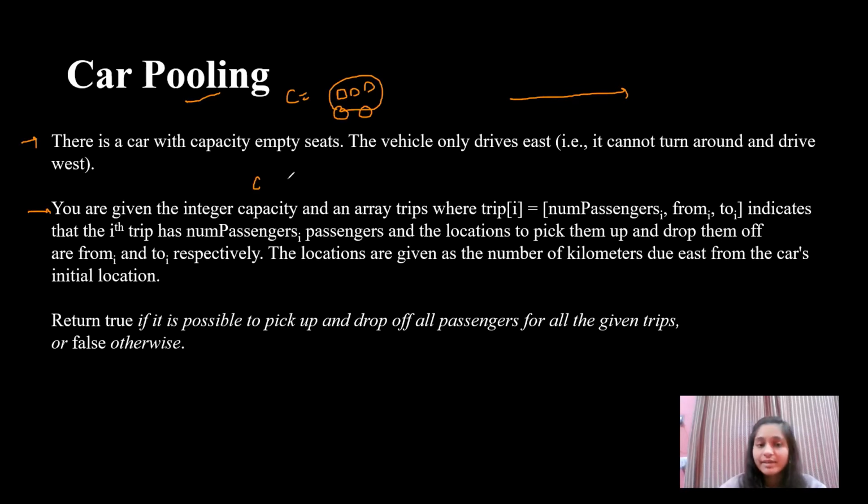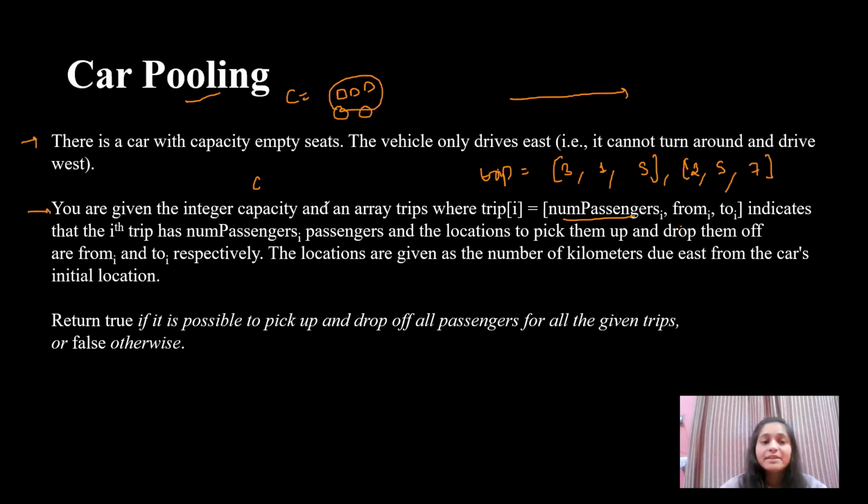we will be given one capacity, that is how many empty seats the car has, and an array trips where trips[i] will have the number of passengers, from, and to. Suppose one trip is to take 3 passengers from position 1 to position 5, and this is what we will be given. Similarly we will be given many such trips, that is, 2 passengers are there and we need to pick them up at position 5 and drop them at position 7.